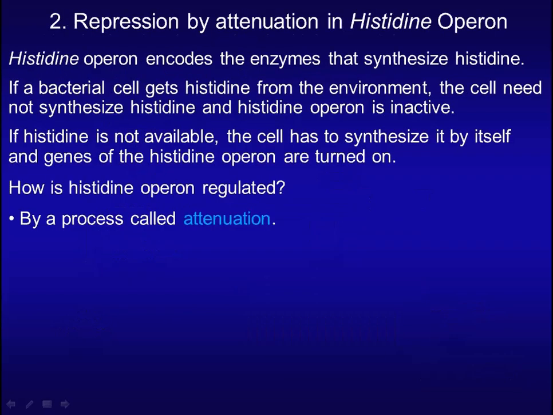Histidine operon encodes enzymes that synthesize histidine. If histidine is available, the cell does not need to synthesize histidine. The histidine operon is inactive. When histidine is not available, the cell has to synthesize it by itself, and genes of the histidine operon are turned on. The histidine operon is regulated by attenuation.